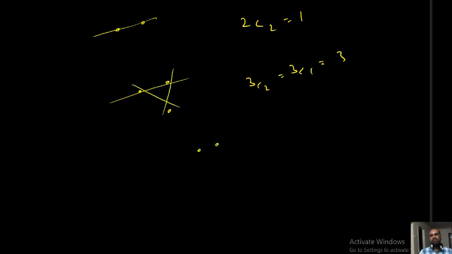This is 1, 2, 3. 4 points are given, no three of them collinear. That is the interesting thing. According to this concept, 4C2 straight lines means 6 straight lines: 1, 2, 3, 4, 5, 6 straight lines.